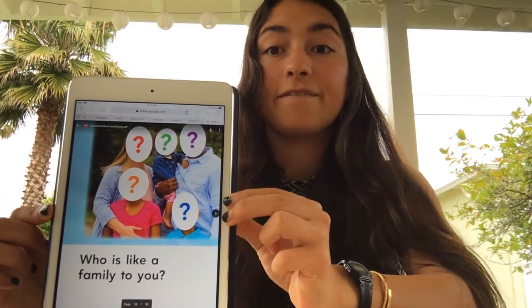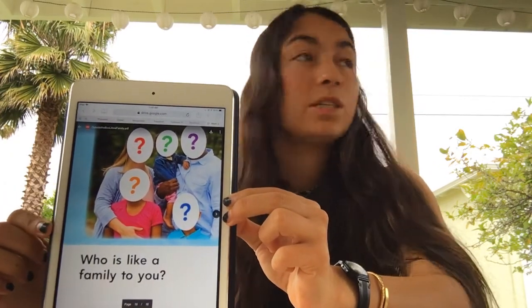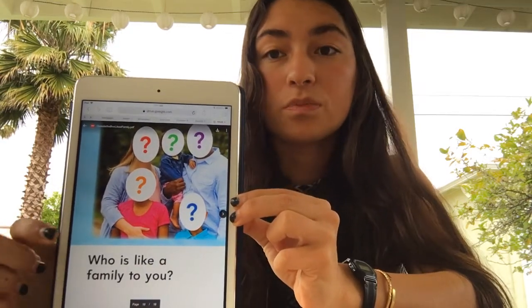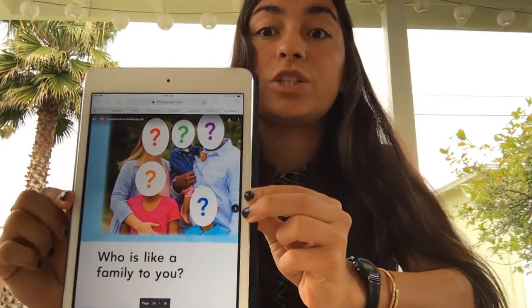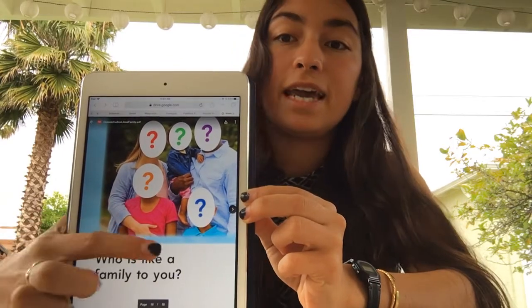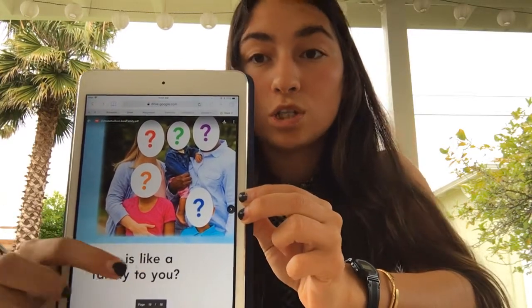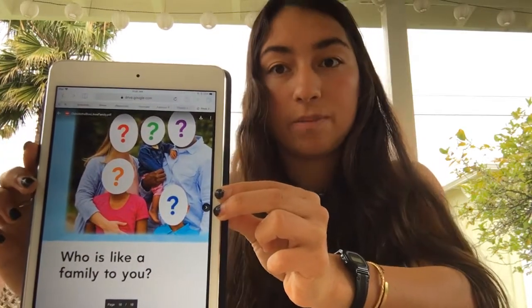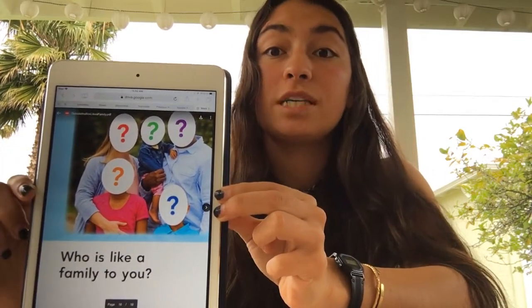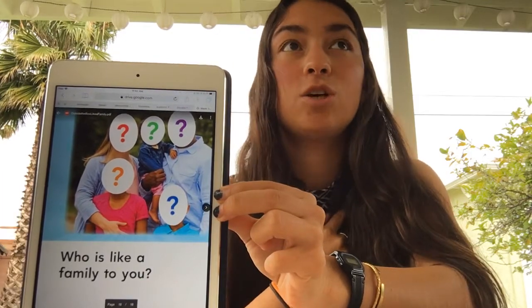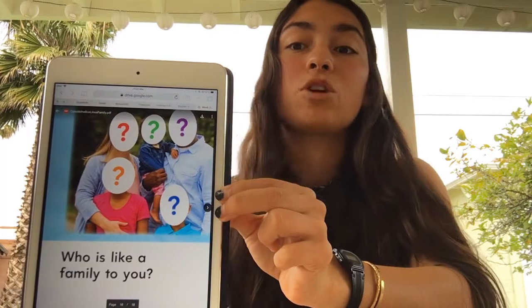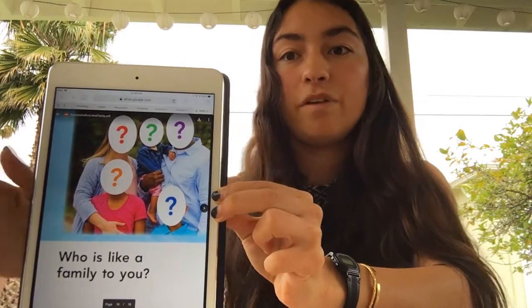Who is like a family to you? So this is our last question, and I want to see your response on Class Dojo. Who is like a family to you? So since there's the word like, you don't have to put the exact people in your family. Like if the question was who is family to you, on Class Dojo I would draw my 3 sisters, I would draw my mom, I would draw my dad, and I would say this is my family.